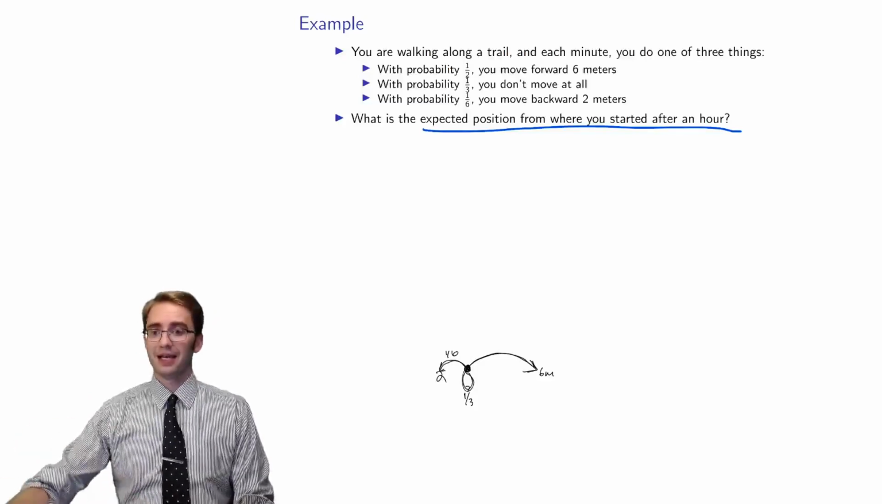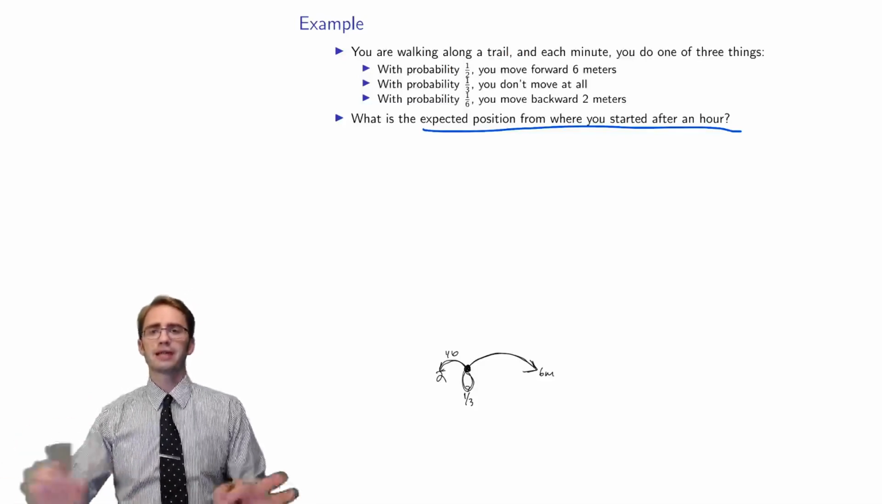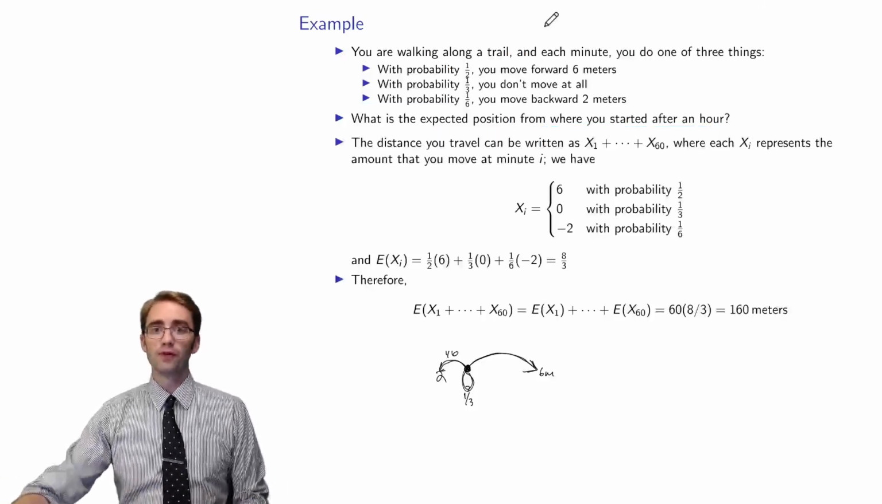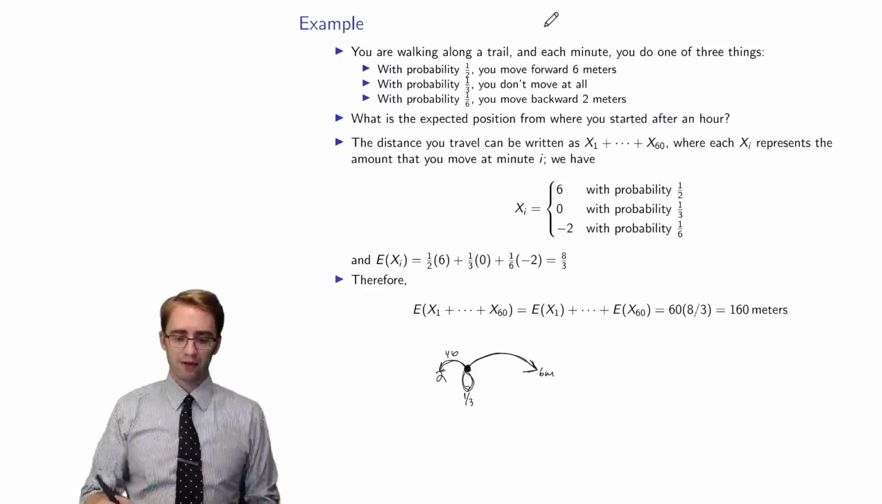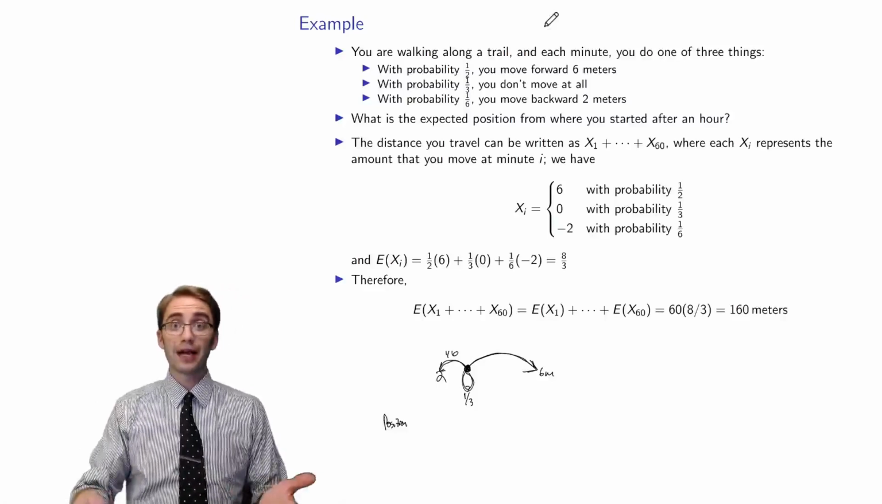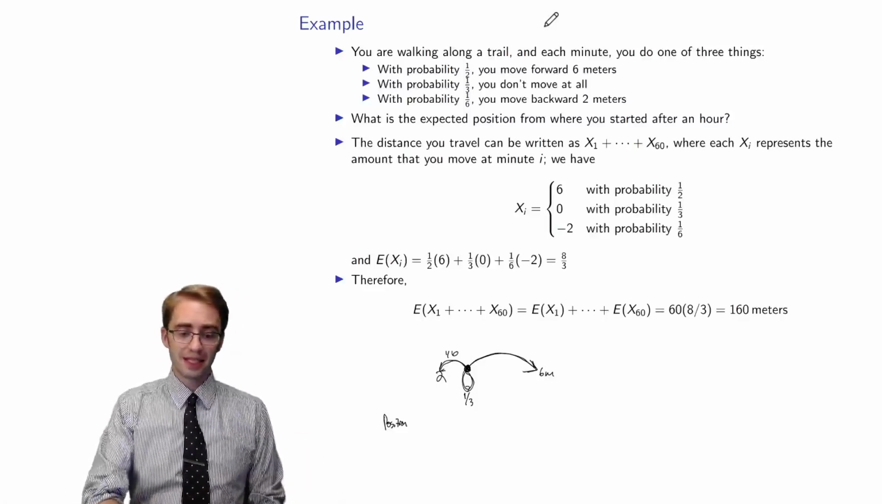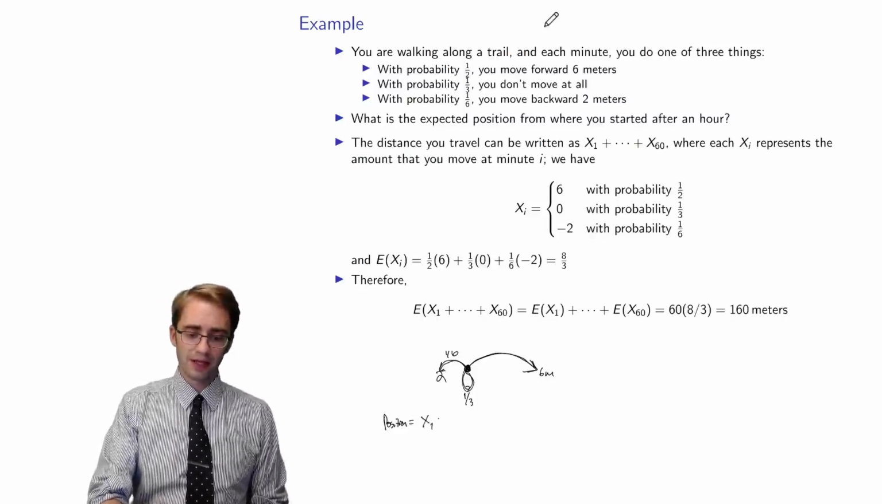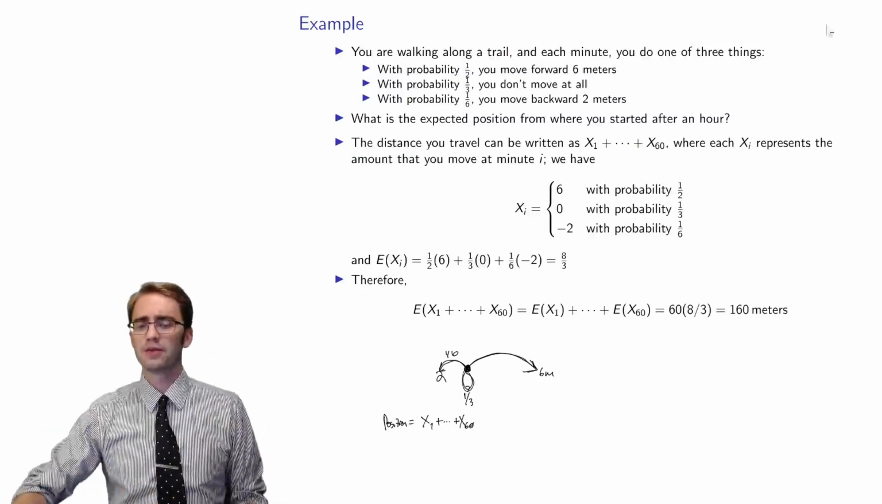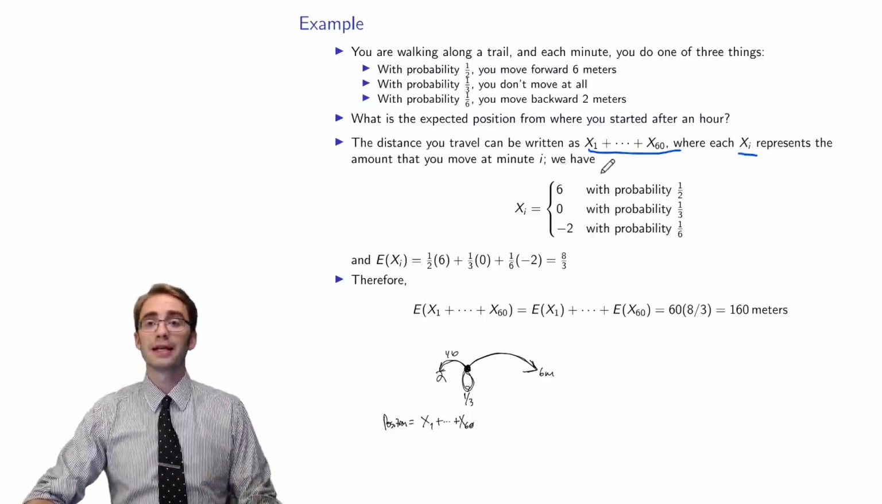And so how could we write this? Well, the way I would think about this is the position, which is random, right? Because it depends on these random movements here. But that position, we're going to write that as x1 summed through x60, because it's just the sum of all these movements that you do, have those accumulate. And each xi represents the amount that you move at minute i.